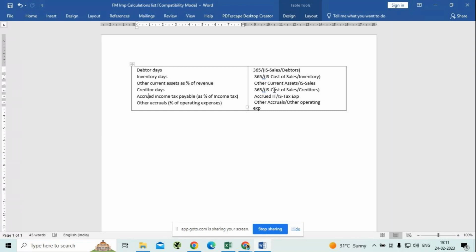When you are going to calculate it for the inventory days, for how many days you are going to keep it as stock. The long period you are going to tell it as 365 divided by the cost of sales, that is the purchase value, divided by the inventory value that you have.